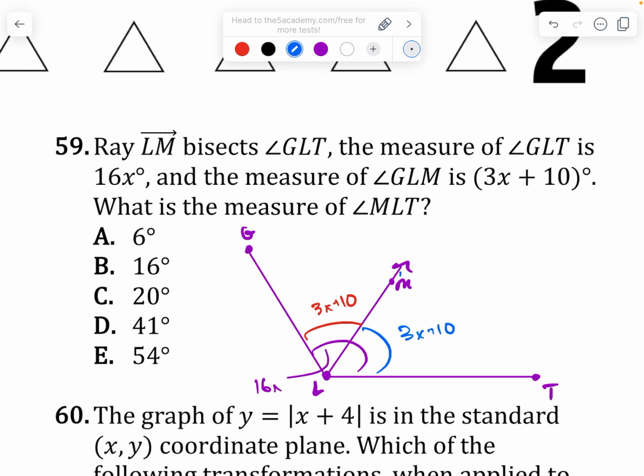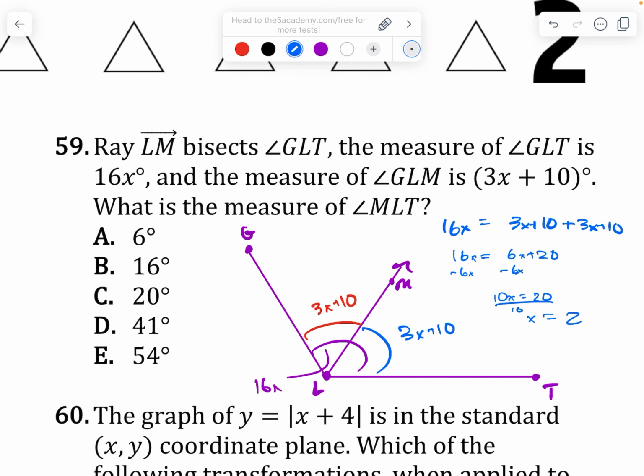Now we're asked, what's the measure of MLT? Well, I just told you that it's going to be the same regardless. So what I could just do is say, okay, 16x is equal to 3x plus 10 plus 3x plus 10, right? You just add them together. This plus this has to equal that because it's a bisection, right? So let's solve. 16x is equal to 6x plus 20. Minus 6x, minus 6x. 10x is equal to 20. Just divide by 10, x equals 2.